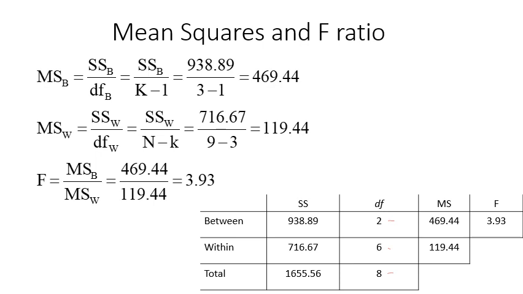Now we get our mean square between by taking that 938.89, dividing by 2. We get our 469.44. To get our mean square within, we take the 716.67, divide by 6, and we get 119.44. And then to get our f, we take the 469.44 divided by 119.44, and we get a 3.93. So our f test, our f ratio is 3.93.